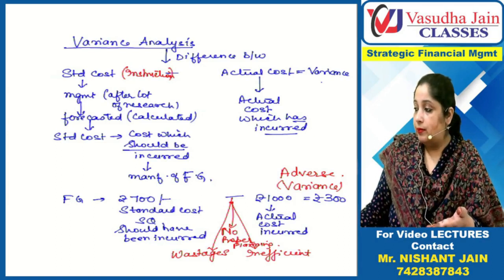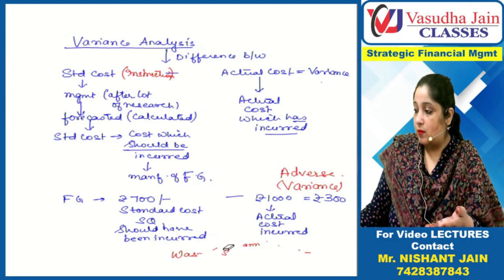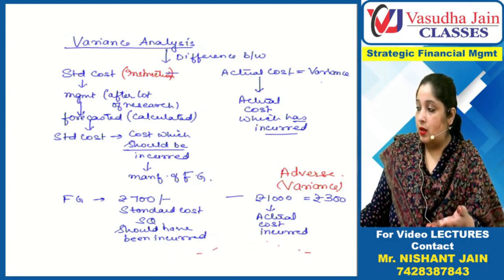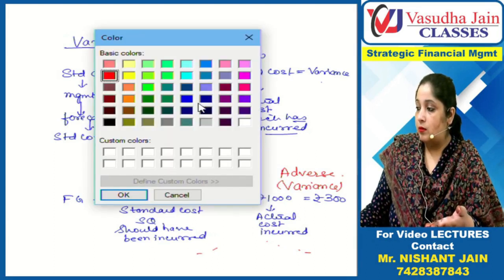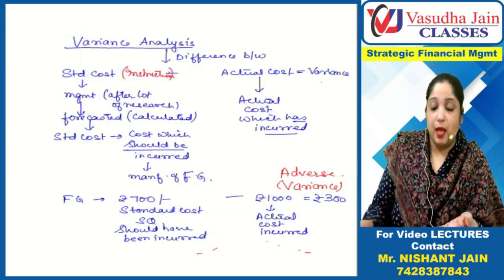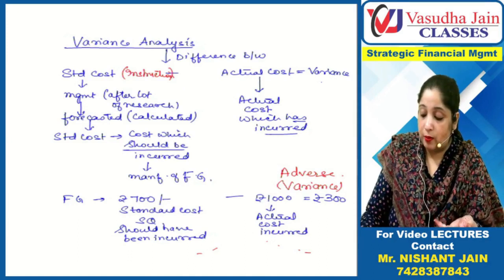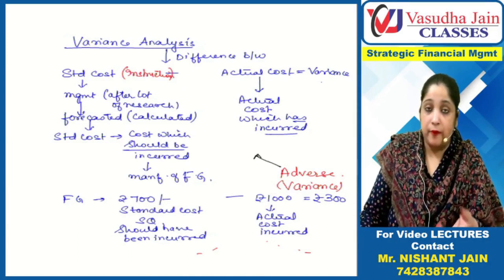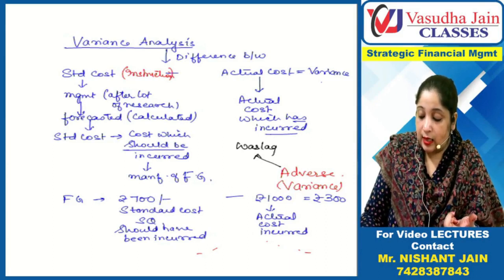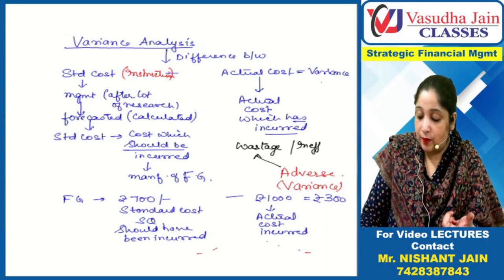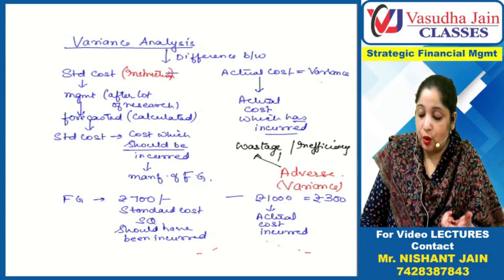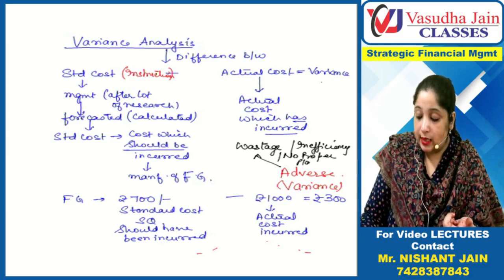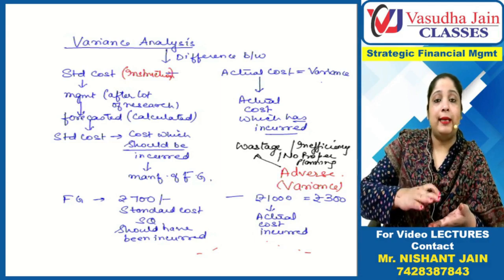Let me rewrite it. Now, why is there this difference coming up? Why is there a variance origination? Because of three reasons, and predominantly one of the main reasons is wastage. Then the second reason can be inefficiency, and the third reason can be no proper planning. These are the reasons which result in cost getting increased.